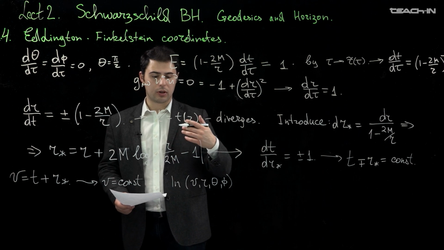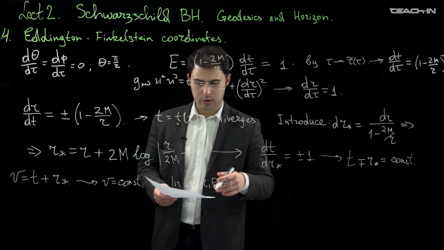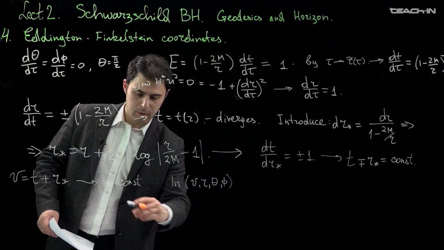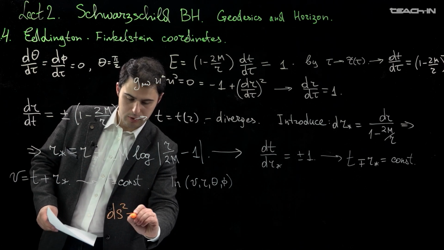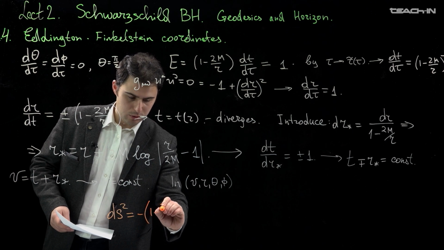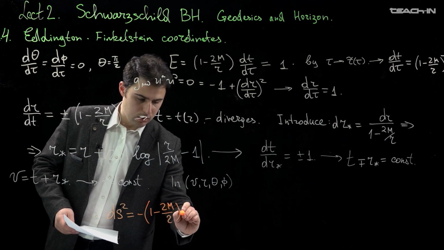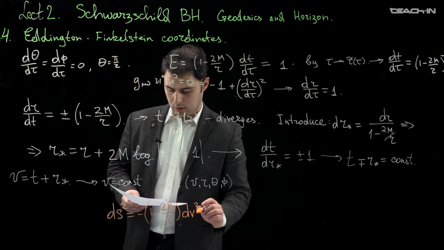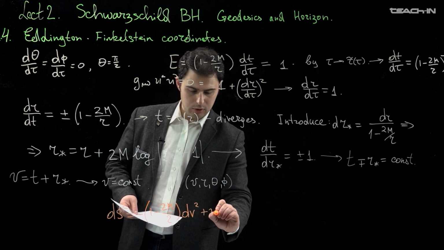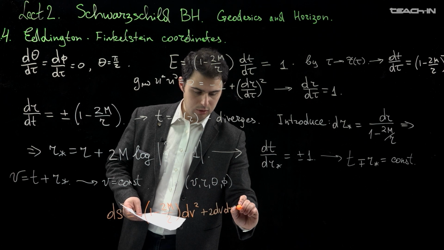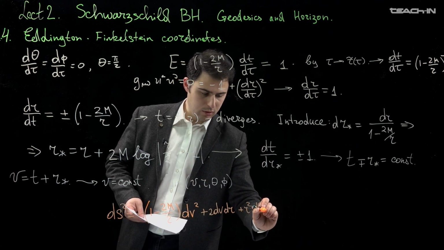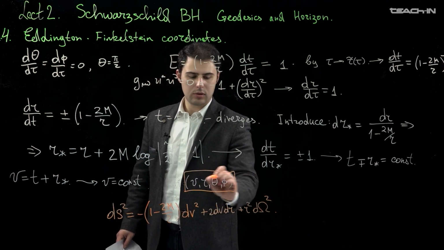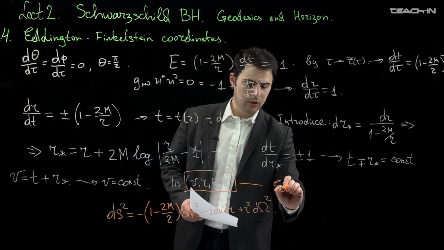In v, r, θ, φ coordinates, the metric then writes as ds squared equals minus (1 minus 2m/r) dv squared plus 2 dv dr plus r squared dΩ squared. This set of coordinates is called Eddington-Finkelstein coordinates.